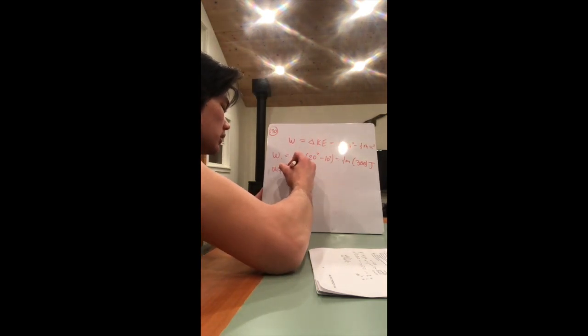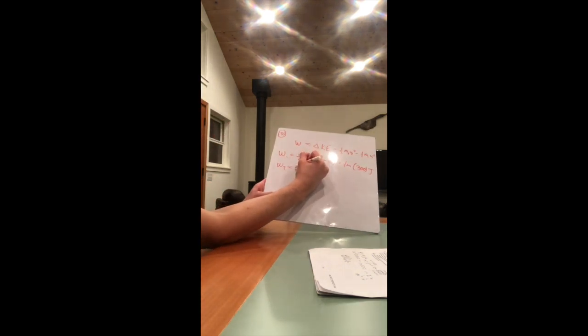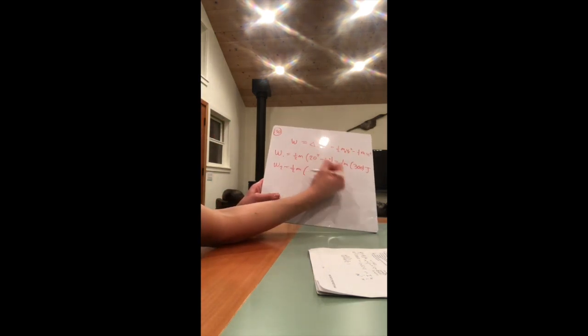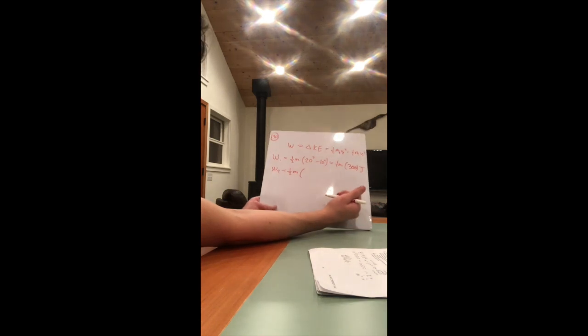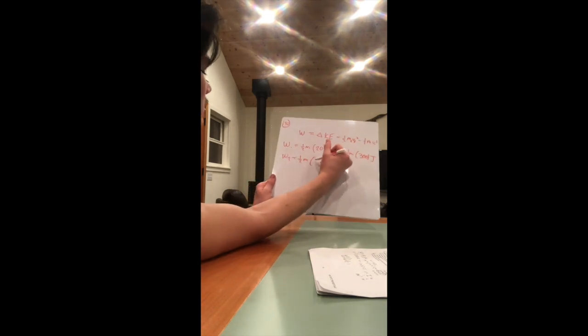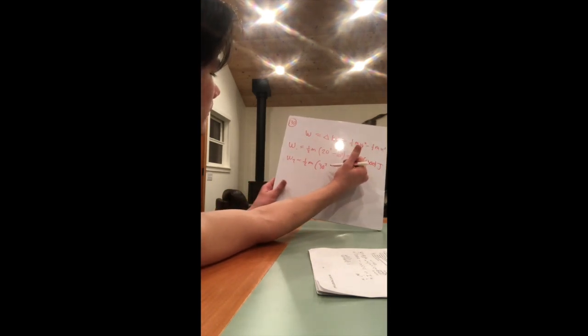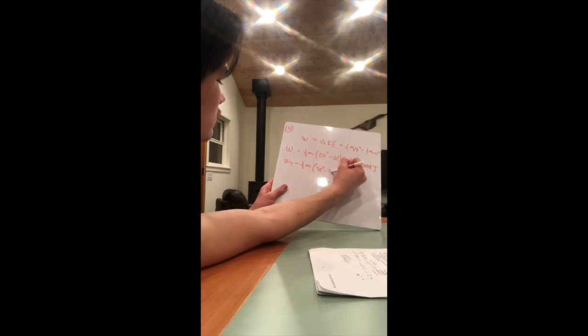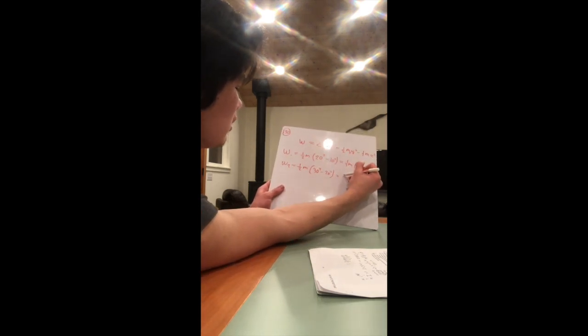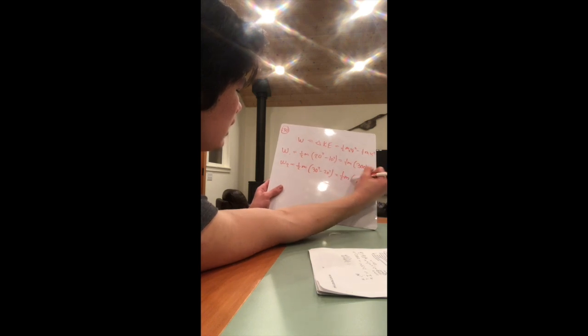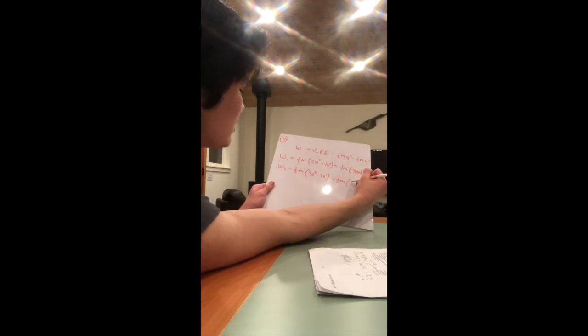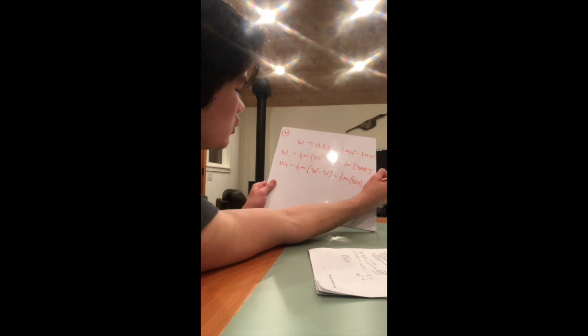Work 2 equals the same 1/2 m. In this case, we have a final velocity of 30 meters per second and an initial velocity of 20. So 30 squared minus 20 squared, which equals 1/2 m times 900 minus 400, this is 500 joules.